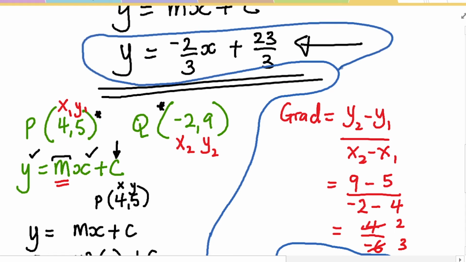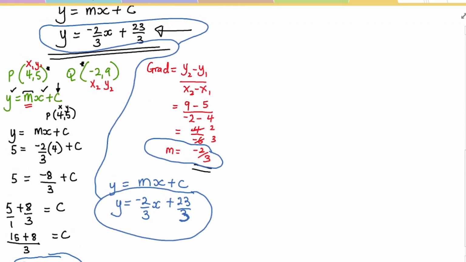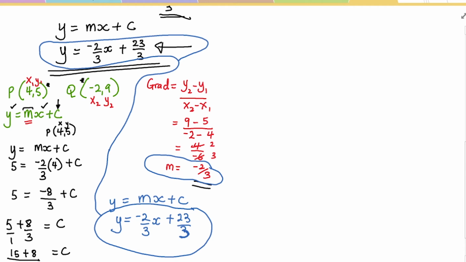Y is equal to -2/3x plus 23/23. So we've got the same answers. It means that either method you use, you pick which you are comfortable with. There are many ways of skinning a rat, you'll still arrive at the same answer. Let's move on to the next number.